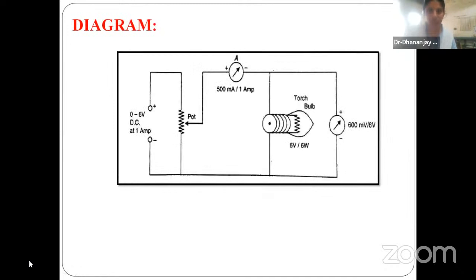This is the diagram of the given experiment. This is the DC power supply. This is the tungsten. This is the bulb.